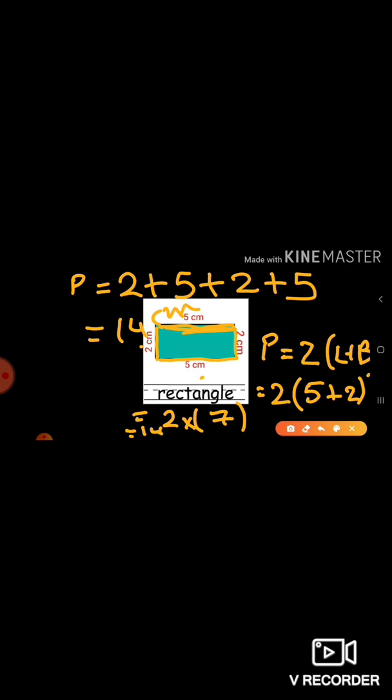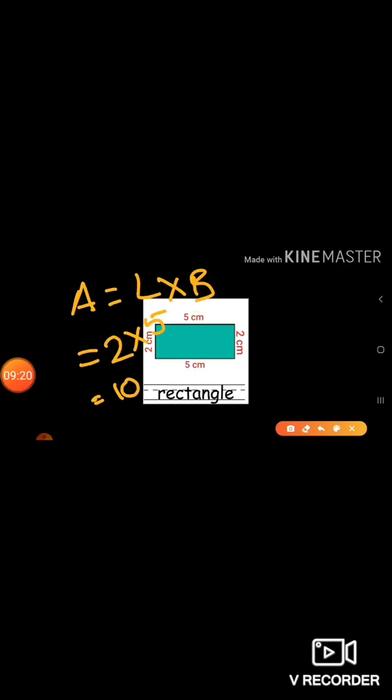Next we move on to the area of the rectangle. Area is nothing but the space occupied by this rectangle. Here the blue color portion, or something light green color portion, is given, no? That is the area. So the area of the rectangle formula is length into breadth.